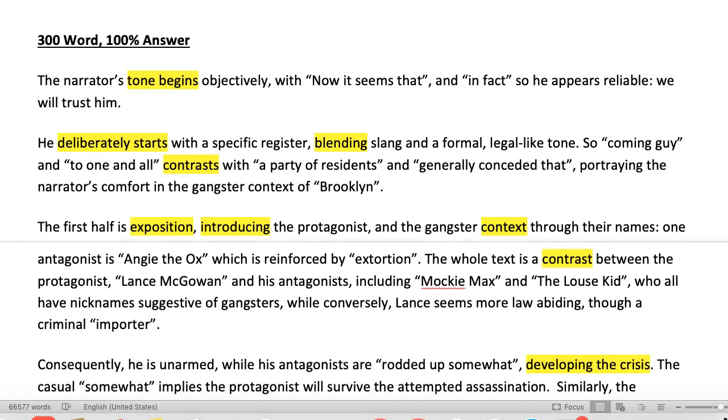And finally, in my model answer in the guide, I can see that I also focus on crisis as a keyword. So it's very likely that there'll be some sort of crisis in the passage that you're looking at, and that will be a structural feature.